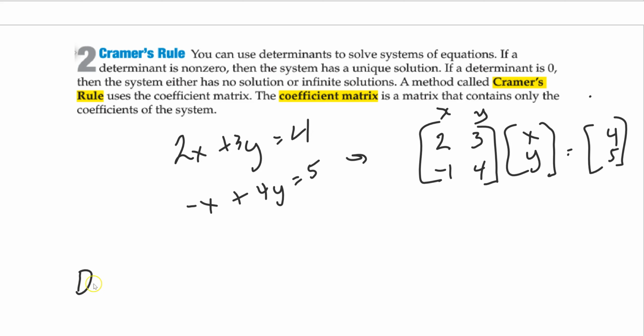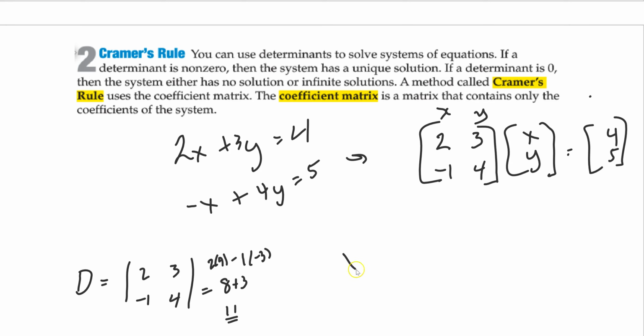Now Cramer's rule really says 3 things. You find the determinant of the coefficient matrix. So 2, 3, negative 1, 4. In this case, it'll be 8 plus 3 actually, so 11. I can do math. All right, down minus up. So 2 times 4 minus 1 times negative 3, or 3 times negative 1. You get 11. And then we have to find 2 more determinants.